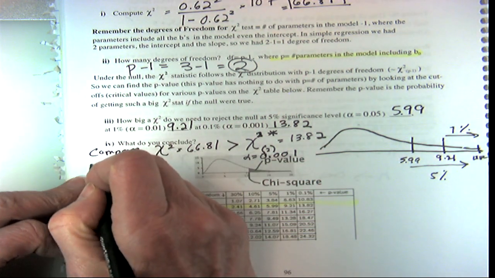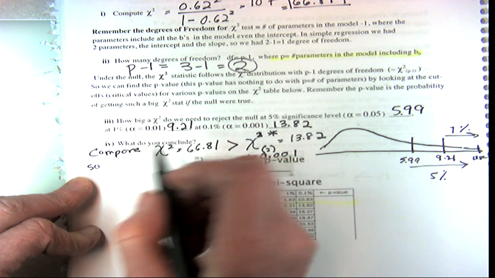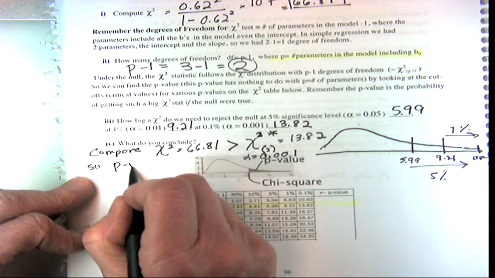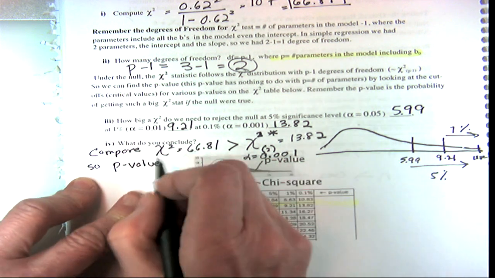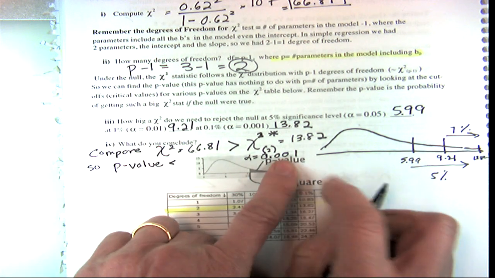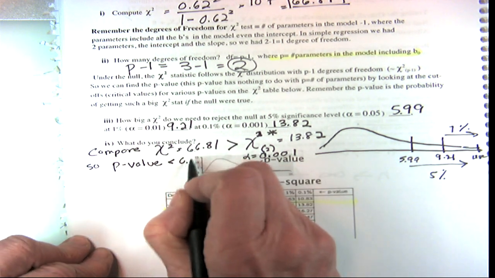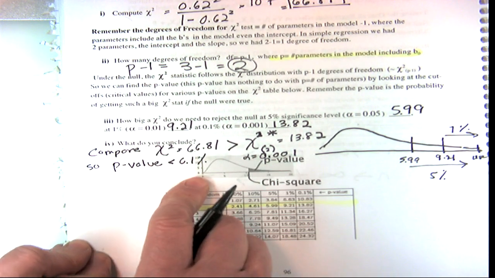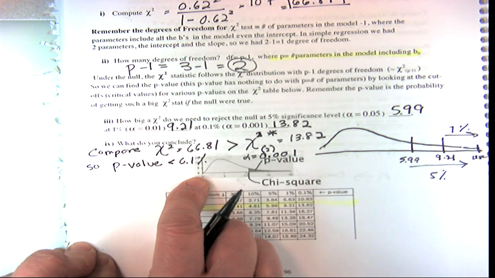So our p-value has to be less than 0.1%. It's really, really small. It's almost 0.